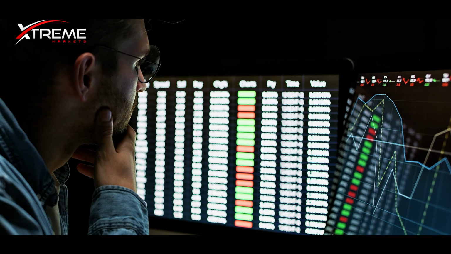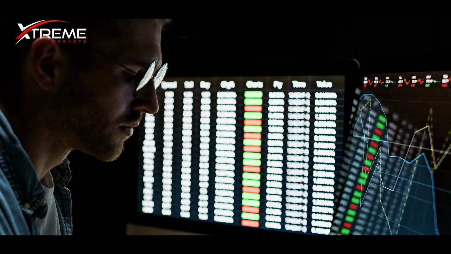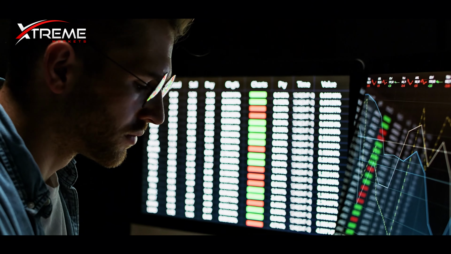So, what is liquidity really? It's a hidden fuel behind every move in the market. Without liquidity, price cannot move efficiently. And once you understand it, you stop trading blindly and start seeing the market completely differently.